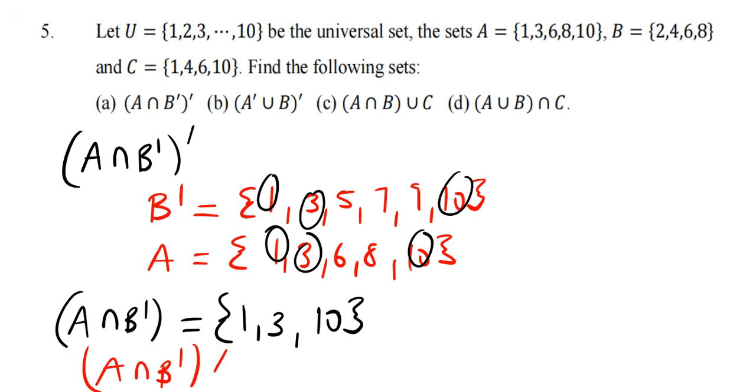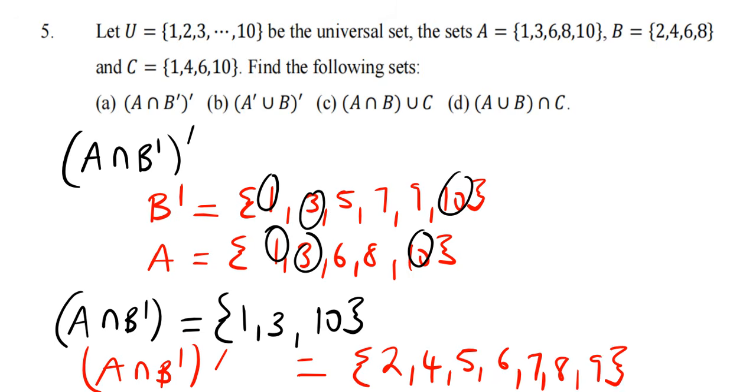Then the complement outside will be everything that is not 1, 3, and 10. So in this case, what are those elements? Of course, they should be in this range. Since there's 1 there, we're going to start with 2. Then we're going to move to 4, 5, 6, 7, 8, 9. Okay, so those ones will be our answers.